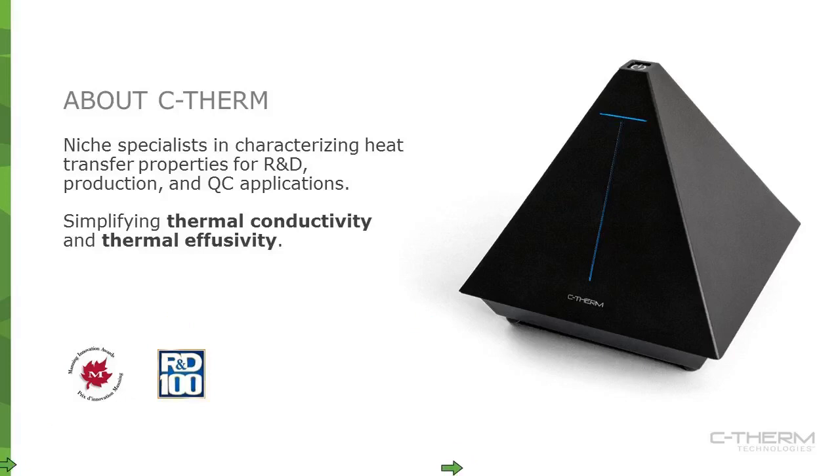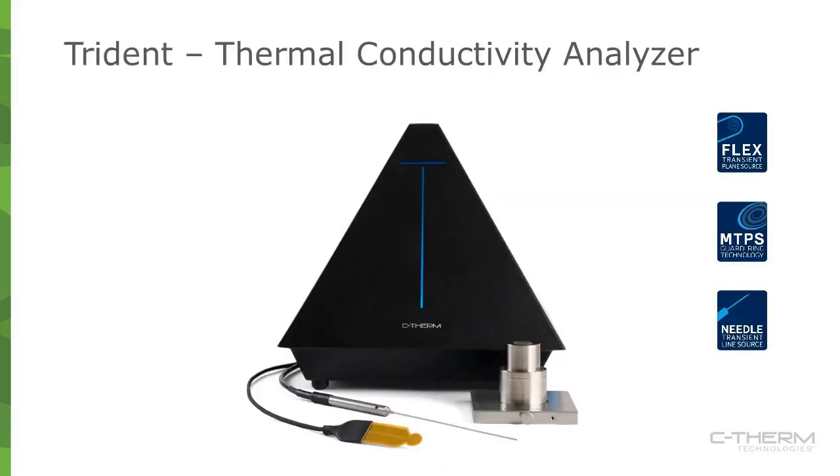In terms of product line, there are two main product lines that C-Therm offers. The first is in thermal conductivity characterization. We have a new product launched last year called Trident that offers 3 different methods for measuring thermal conductivity. The MTPS method is also used on the TX Touch platform that we're going to be highlighting today in textiles.